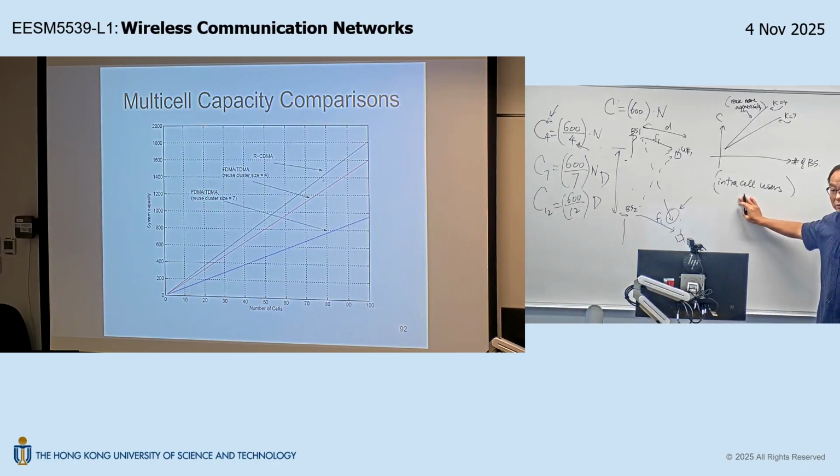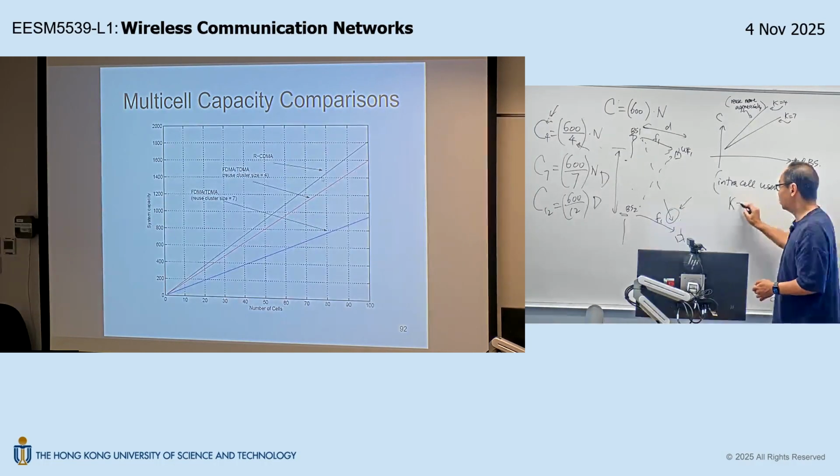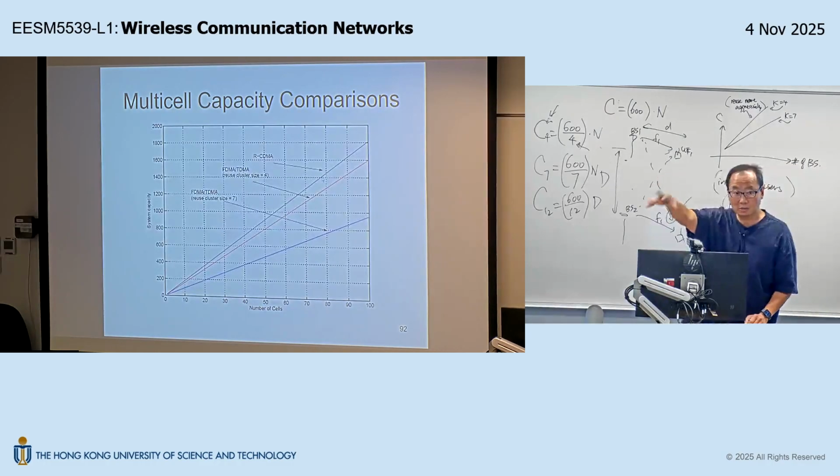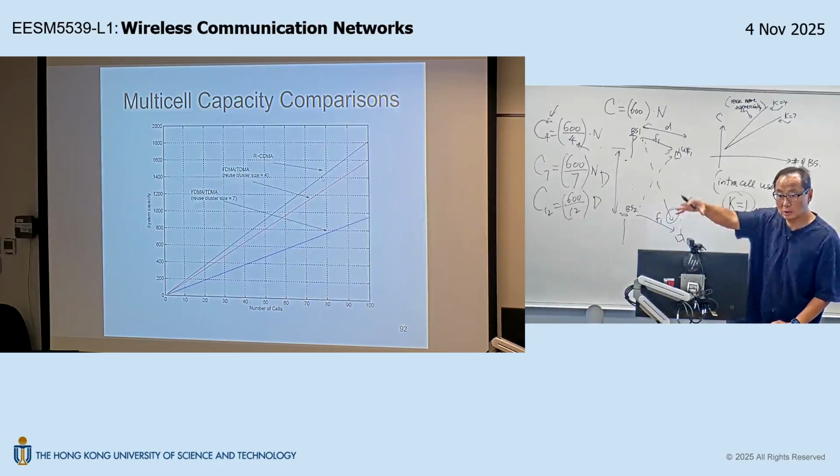What about inter-cell users, the users from different base stations? If you can handle intra-cell user interference, you may as well handle inter-cell user interference. Because of that, for a CDMA system the reuse factor is 1. You can have a complete reuse. Every base station can operate on the same carrier.